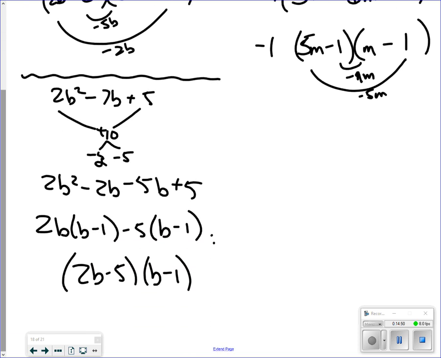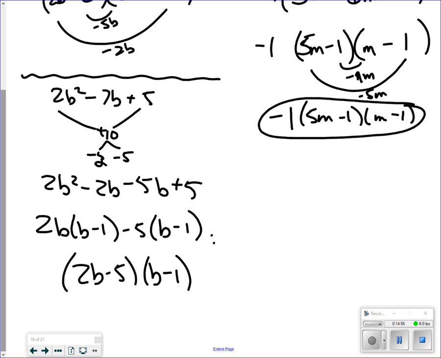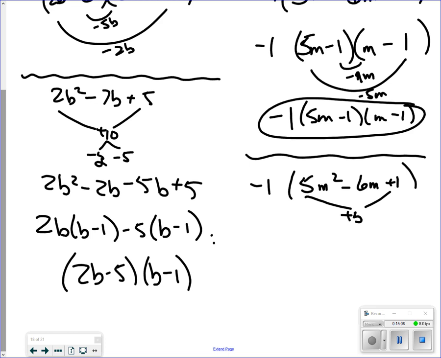So the answer, there. Next one, I'm going to do the exact same. I still have to take out the -1. So 5m squared minus 6m plus 1. Multiply the outside two numbers together. Factors of 5 that would get you -6. So -5 and -1.